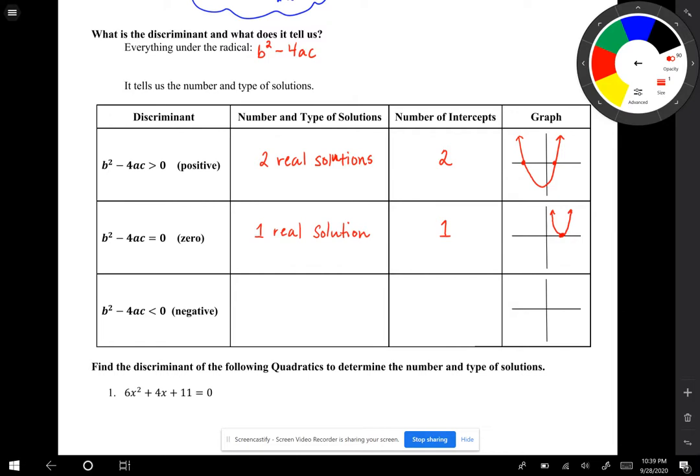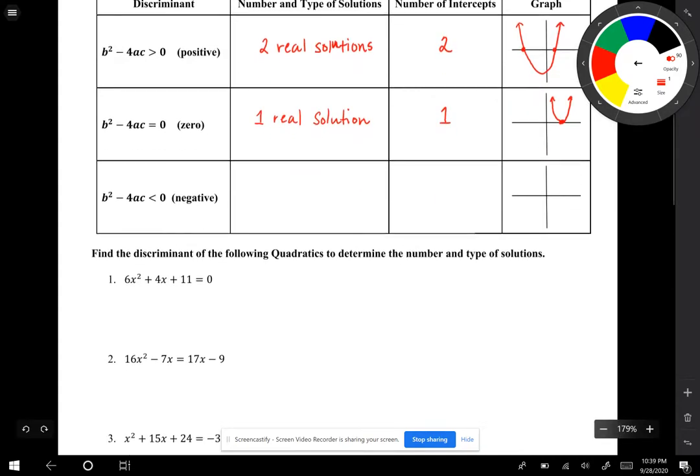And the last one, if the discriminant is a negative number, so anything less than 0, that's when you have 2 imaginary solutions. You already know what imaginary numbers are. That's the definition of the square root of -1. So you'd have 0 x-intercepts. So the type of graph you would see is where the graph never touches the x-axis.